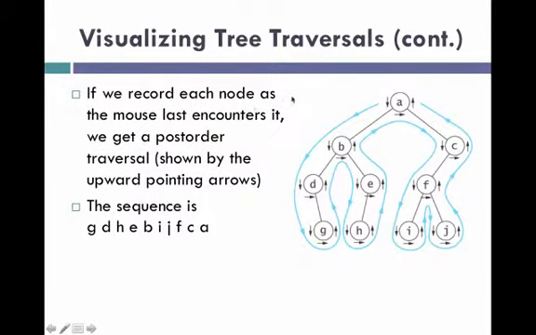And finally, if we record each node as the mouse last encounters it, we get the post-order traversal. This is shown by the upward pointing arrow at each node. The last time we go by a node, right at this point is our last time near G, so G will be the first one in the sequence, followed by D, then H, E, and then finally B at this point. So this corresponds to the post-order traversal.